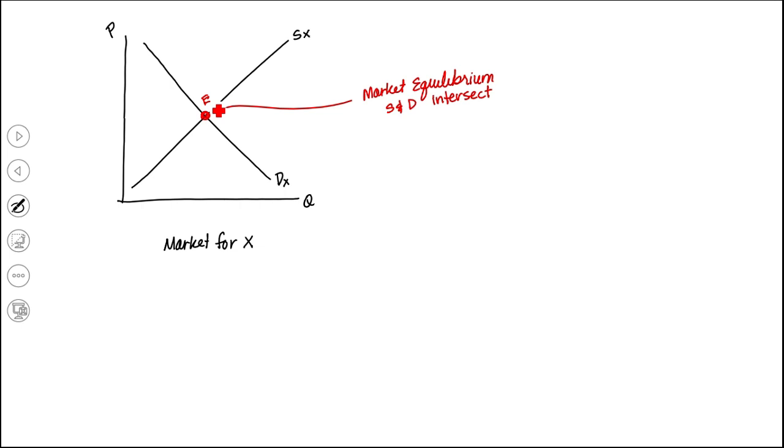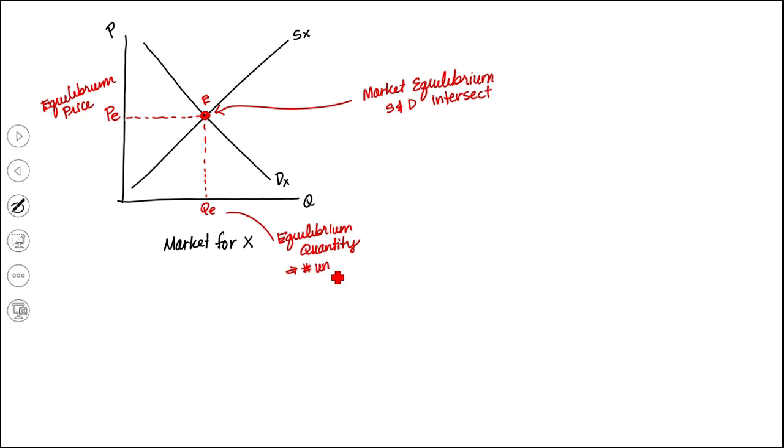All right. Now at this equilibrium, we get PE, which is our equilibrium price. And we get QE, which is our equilibrium quantity. And by equilibrium quantity, we're talking about the number of units exchanged.